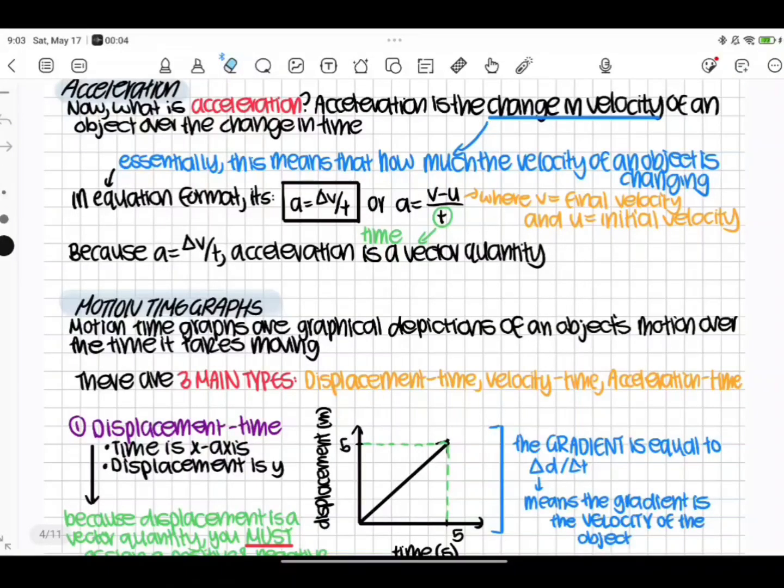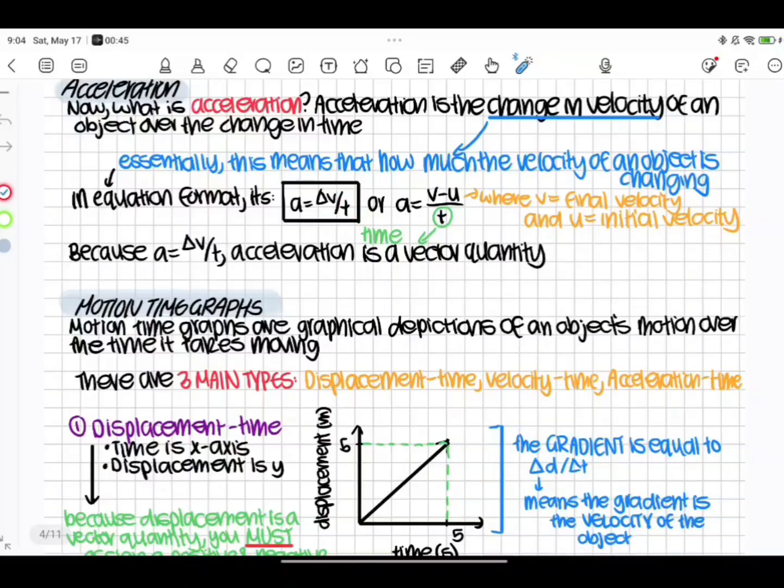Okay, so now that we've covered how to convert units and also what a scalar and vector is and also what velocity is, we can go through acceleration. So, what is acceleration? Acceleration is the measurement of a change in velocity of an object over the change in time. So as I said before, this is a measurement of how much the velocity of an object is changing. In a mathematical depiction, it is seen as a equals change in v over t, where a equals acceleration, v equals velocity, and t equals time.